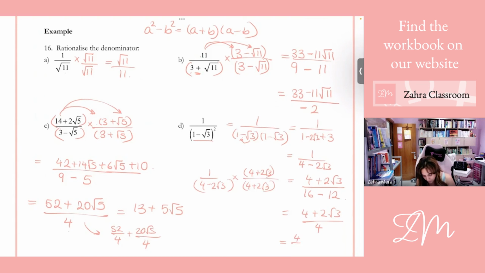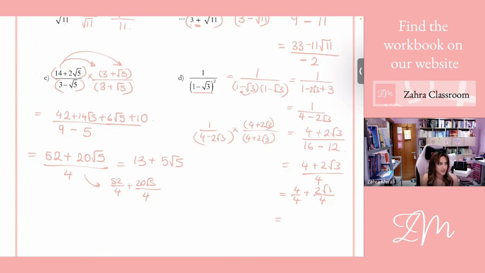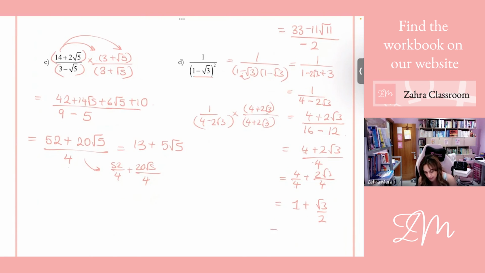Now that's the same as 4 over 4 plus 2 root 3 over 4, which we could simplify further to give me 4 over 4, which is 1, plus root 3 over 2 if I wanted to keep it separate. Alternatively, I could have just divided all of these by 2, and I would be left with 2 plus root 3 over 2 if I wanted to write it as one fraction. It kind of depends how the questions are worded.